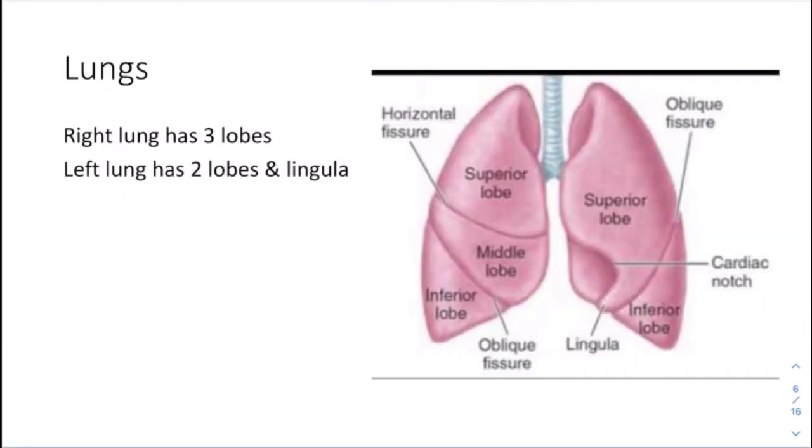Okay, so let's talk about the anatomy of the lungs. The right lung consists of 3 lobes: superior lobe, middle lobe, and inferior lobe. There's a horizontal fissure and an oblique fissure. And then the left lung has 2 lobes, superior lobe and inferior lobe, and it's divided by an oblique fissure. You can think of the lingula right here as the middle lobe of the left lung.